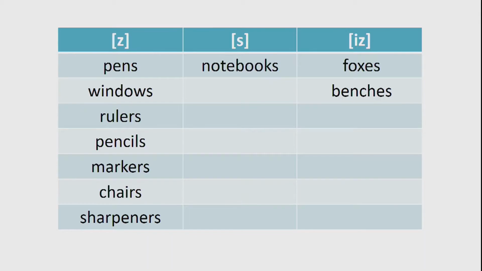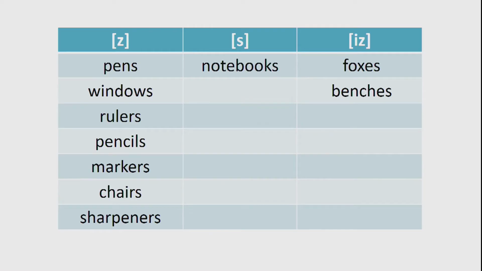Let's check your answers now. For example, picture P. Yes, please. Chairs, right. Picture H. Rulers. Okay, picture D. Windows. Picture I. Foxes. Picture T. Oh yes, sharpeners. Picture F. Notebooks. Picture R. Benches. Yes, right.